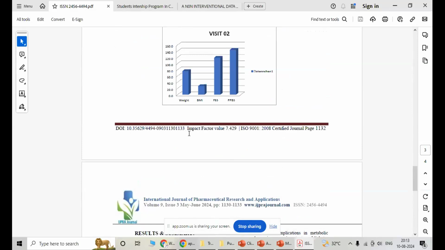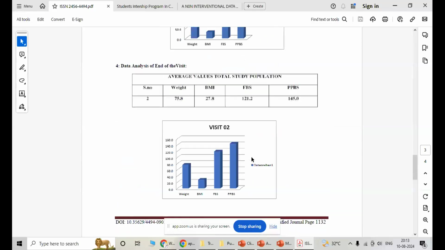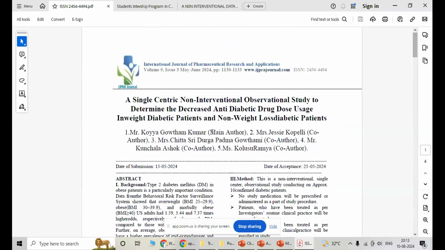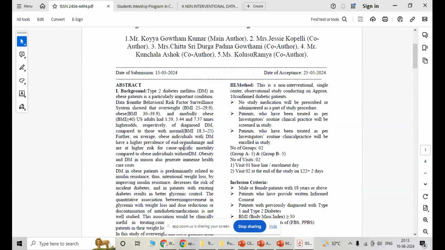What is the impact factor of the publications? How much knowledge do you have? What is the journal name? What is the impact factor of the journal? In which year was it conducted, and who is the main author? Who is the co-author? They will ask everything, and they will consider it a plus, because you can include this publication in your CV compared to a fresher CV. You will get appreciation also.